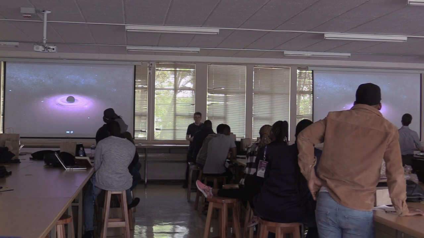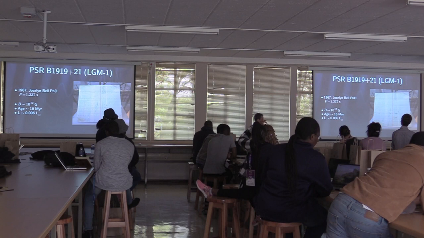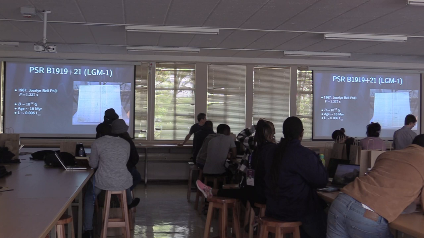So, if we just do some famous pulsars, this is the first pulsar. Relatively boring period of 1.33 seconds. Very low luminosity of just 0.006 solar luminosities, and it's about 16 million years old.